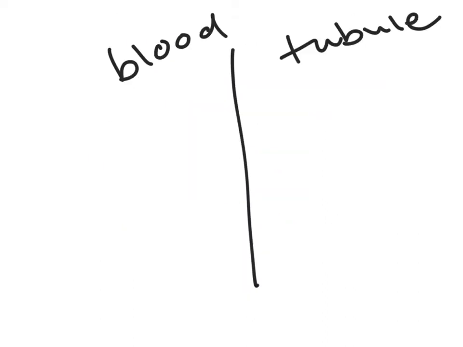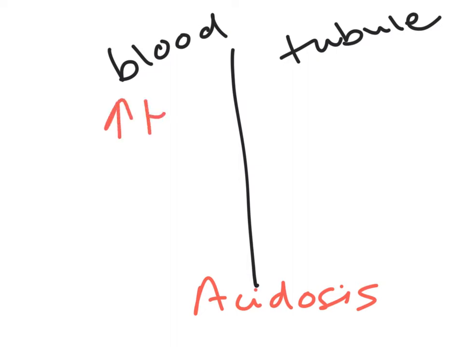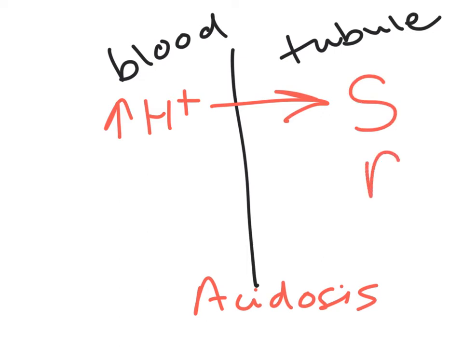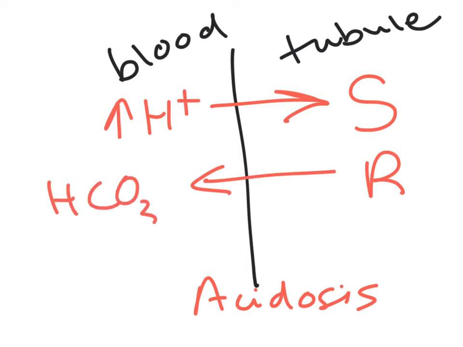Let's first look at acidosis, and remembering that this could either be renal or respiratory, it does not matter. So in cases of acidosis, what's happened is hydrogen levels have increased, and what we want to now do is to get rid of those hydrogen ions, so we want to secrete them. The other way of looking at this is we could also reabsorb bicarbonate, which would then help buffer that increase in hydrogen ions.